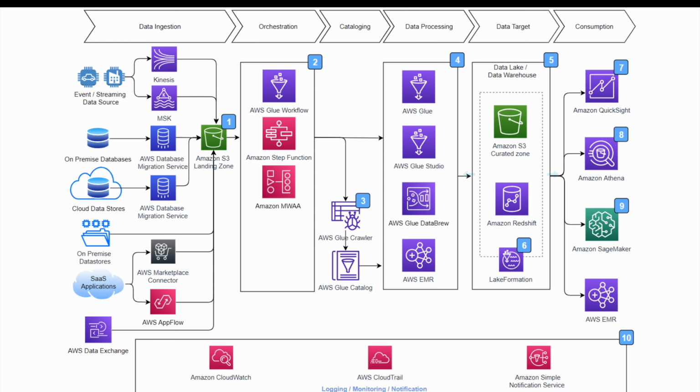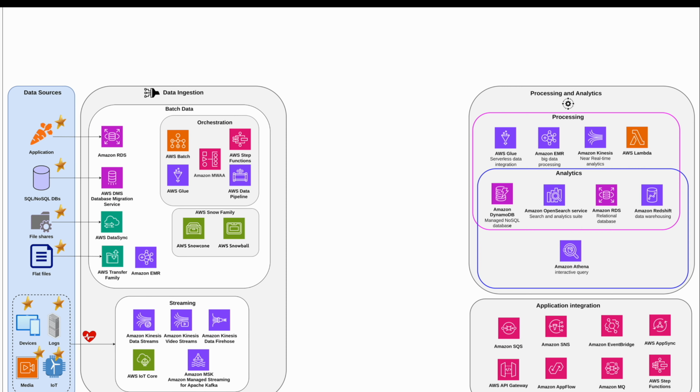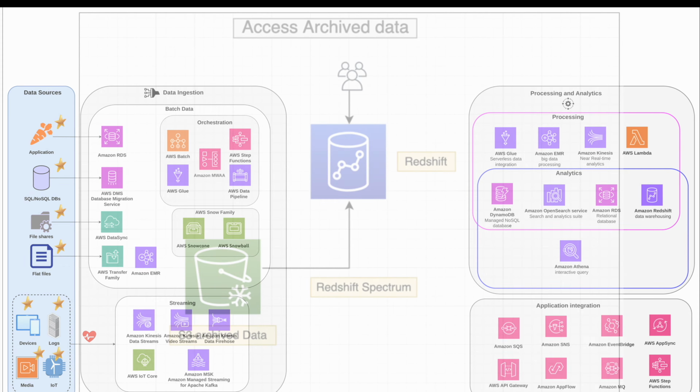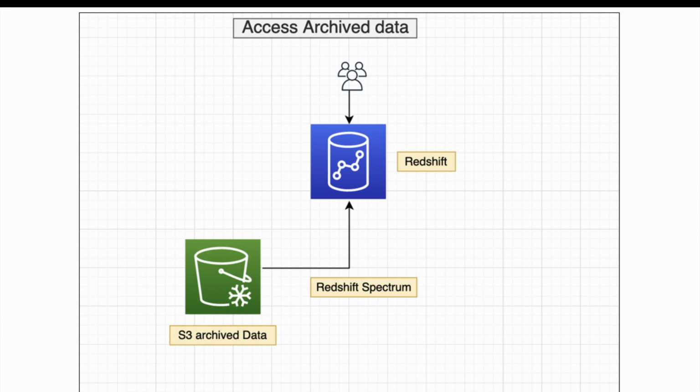You can analyze the archived data in S3 using Amazon Redshift Spectrum. The presented diagram illustrates this process. With Amazon Redshift Spectrum, you can efficiently query and retrieve structured and semi-structured data from files in S3 and easily analyze the archived data in S3 without having to load it back into Redshift tables.